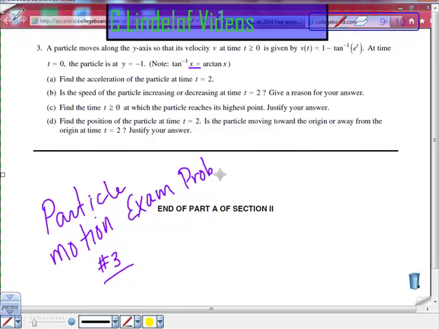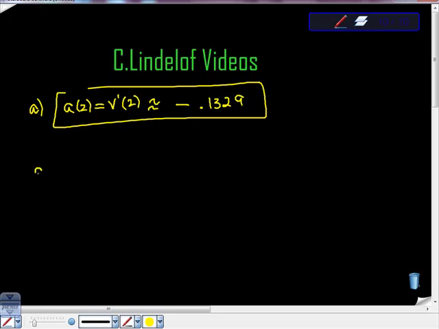We go back and we look at problem B, and so we did A. Look at B, it says, is the speed of the particle increasing or decreasing at t equals 2? Give a reason for your answer. So I'm going to take a look at this. We know this, so for B, we know that a of 2 is equal to negative 0.1329. v of 2, what is v of 2? So I'm going to assess v of 2. You can do it any way you want, but I assessed v of 2 and I got a negative number.